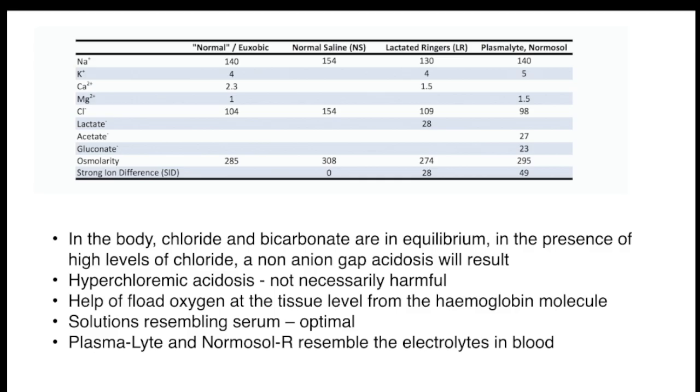So normal saline can lead to a hyperchloremic state, which can lead to hyperchloremic acidosis, as chloride and bicarbonate are usually in equilibrium, and increasing the levels of chloride can lead to a state of non-anion gap acidosis. Ideally, solutions resembling the plasma or the serum are optimal. For example, Plasma-Lyte or Normosol are quite resembling of the electrolytes in blood, though the commonly used normal saline and the ringer's lactate can be used in alternative, as we use in our institute, to provide resuscitation to these patients.